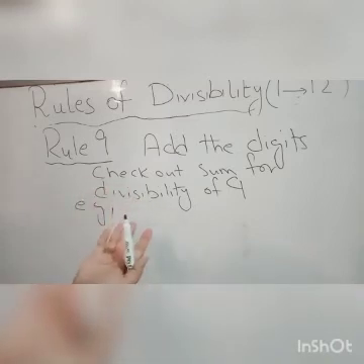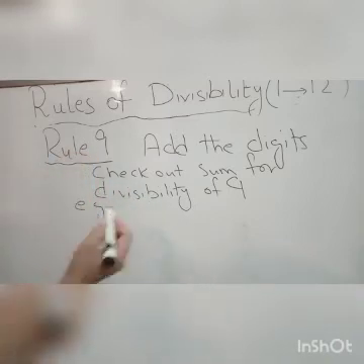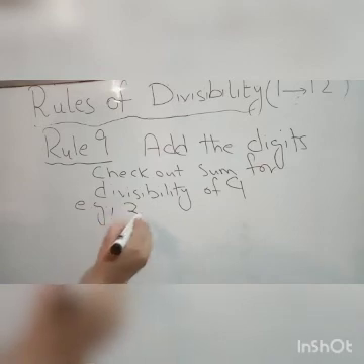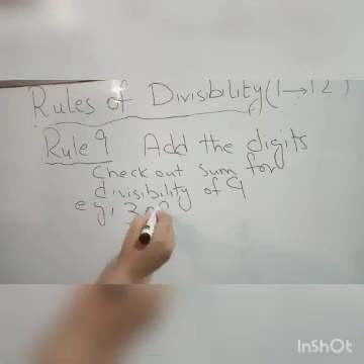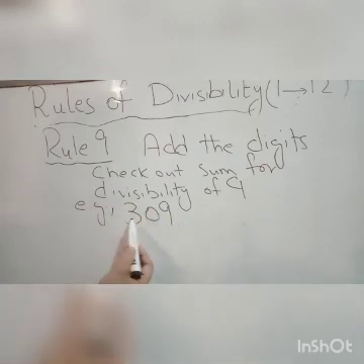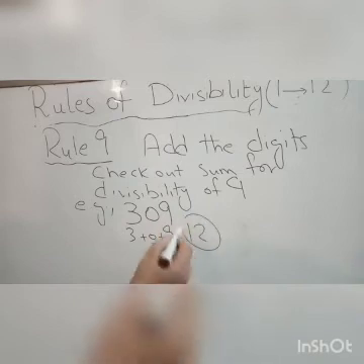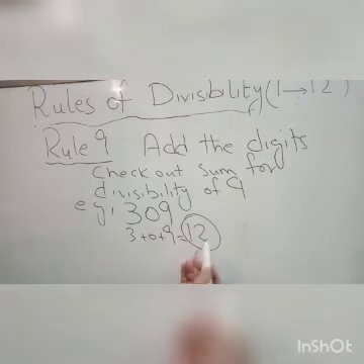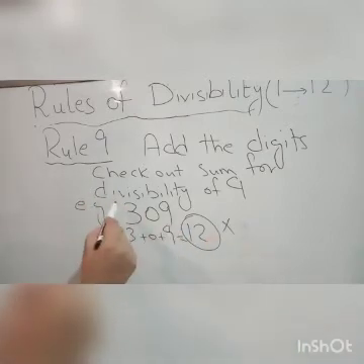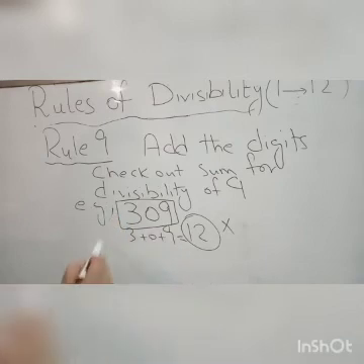Let's say double digits are very simple. You can just check out in the times table. Let's check out some big numbers. 309. So the rule says add the digits. 3 plus 0 plus 9. 9 plus 3, 12. Now check out 12 in the 9 times table. 9 twos are 18. It doesn't come in the 9 times table. It means the number 309 is not divisible by 9.